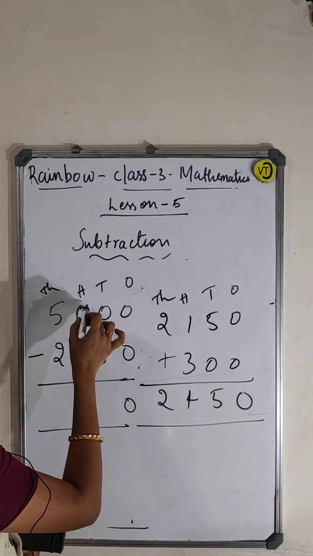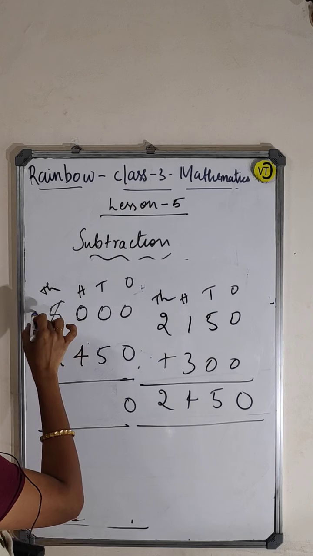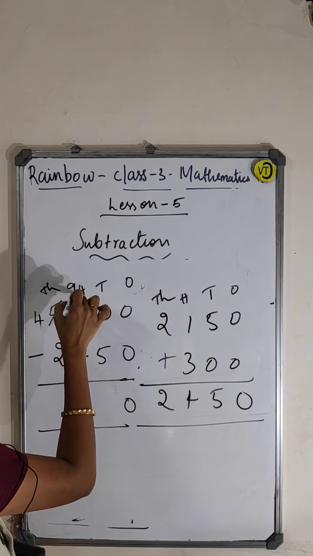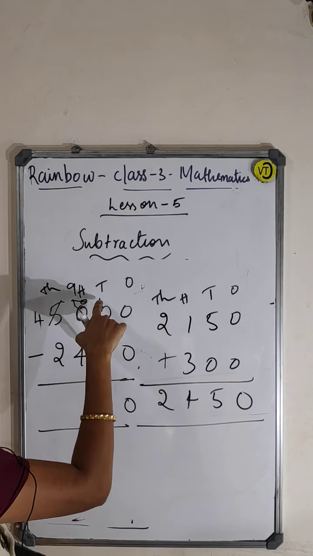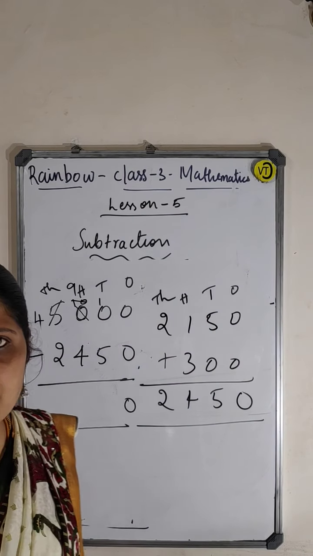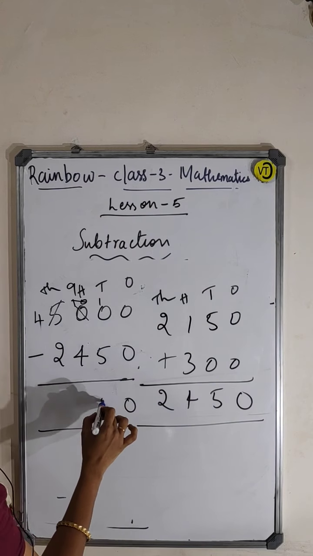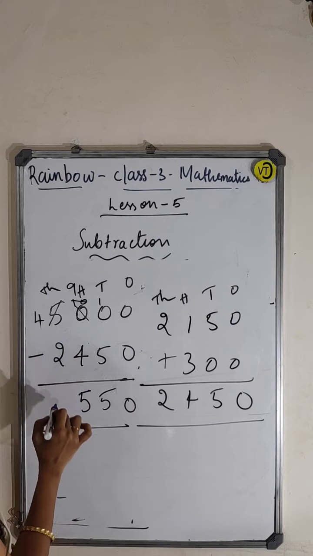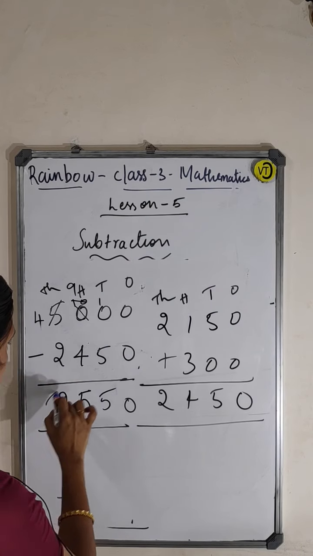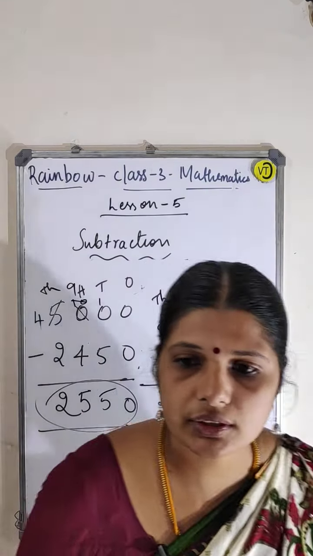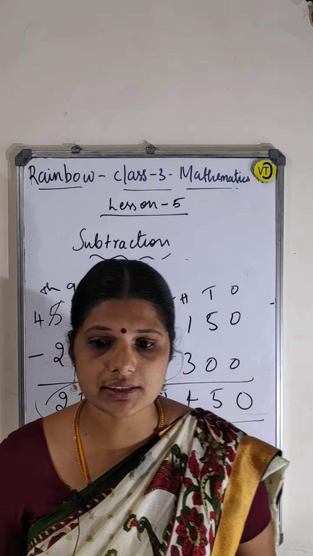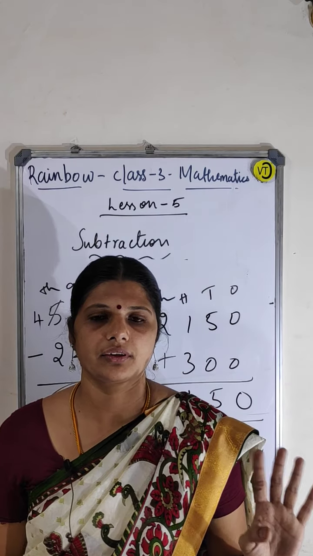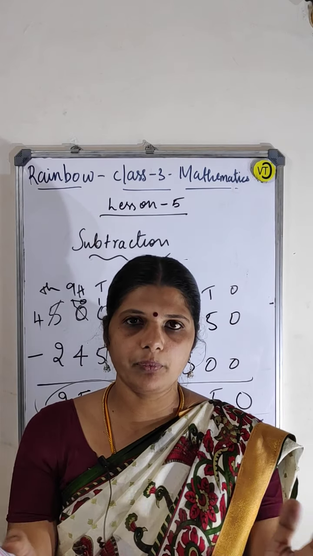Okay. Here what will happen? This becomes 4, this becomes 10, and this becomes 9, this becomes tens. So 10 minus 5 is 5. Okay. 9 minus 4 is 5. 4 minus 2 is 2. Okay. So the answer is 2,550 sheets were left unused. Guys, you understand, guys? So this is a problem, verbal sums.